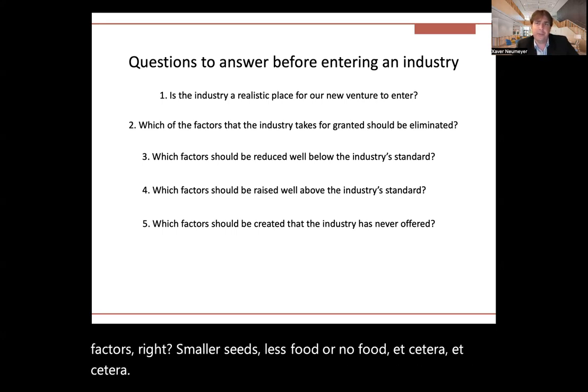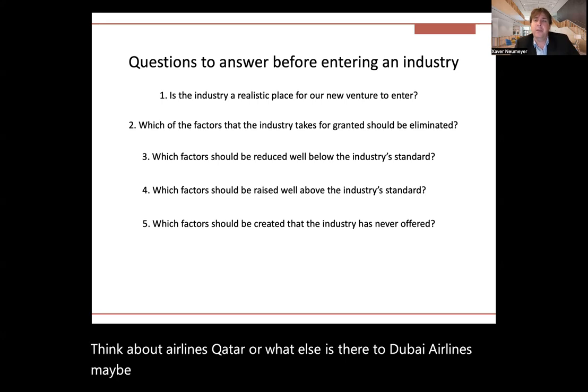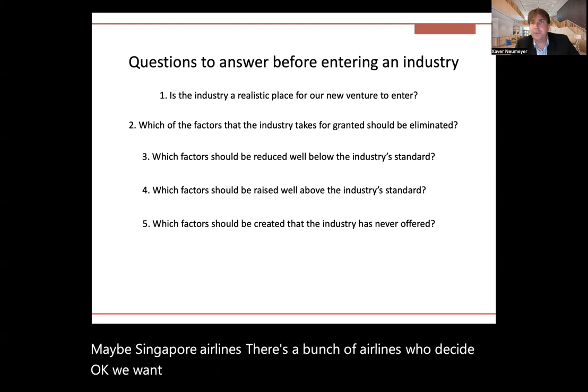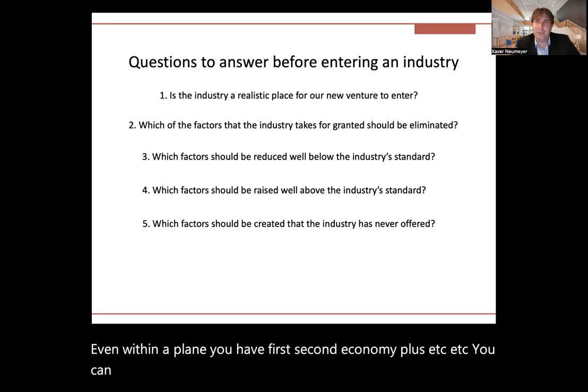Are there particular factors that you can raise above the industry standard? Think about airlines like Qatar, or what else is there? Dubai Airlines, maybe, Singapore Airlines. There's a bunch of airlines who decide, okay, we want to target customers that are willing to spend more money. Even within a plane, you have first, second, economy plus, et cetera. You can adjust those standards even within your product and target very specific customer segments.